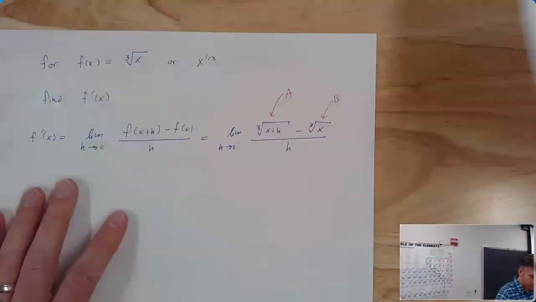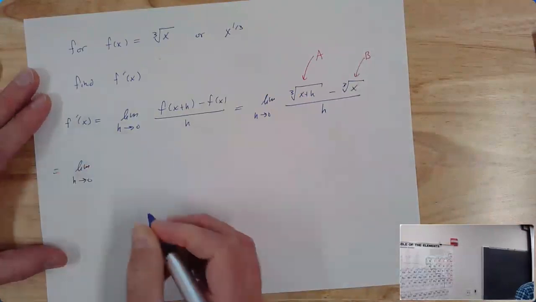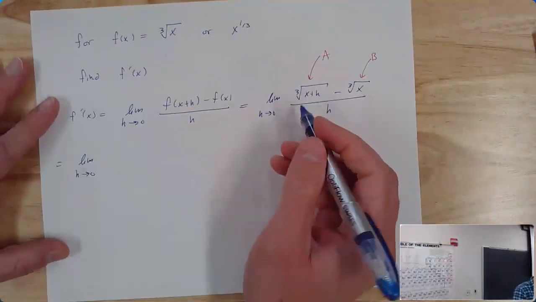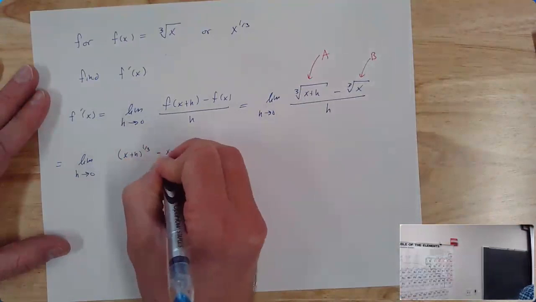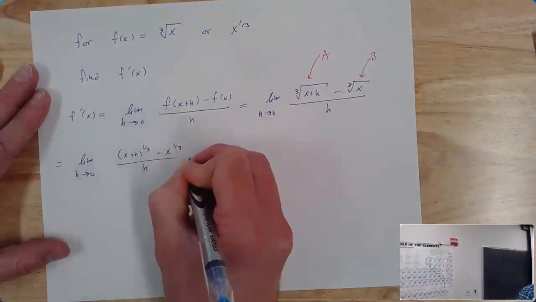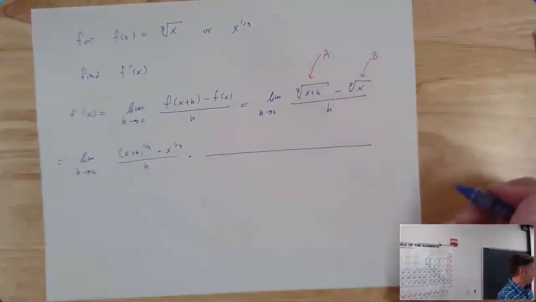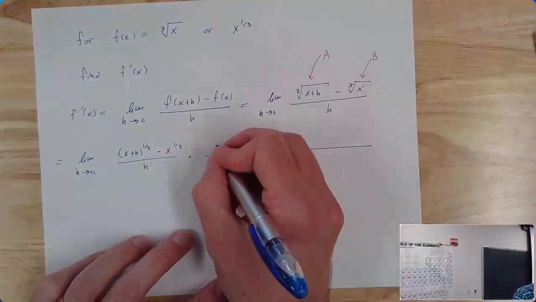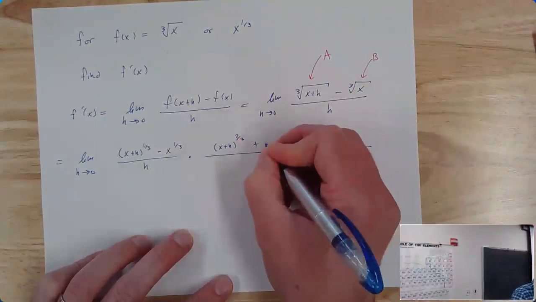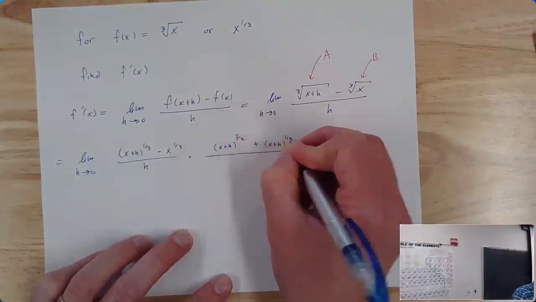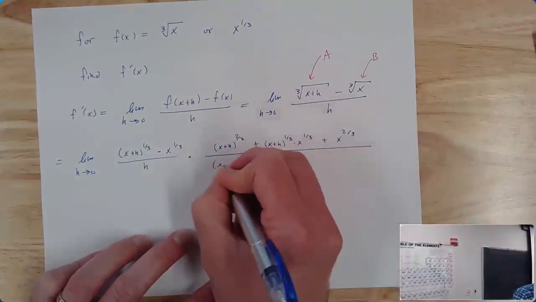Okay, so this is equal to the limit as h goes to 0 of, and I'm going to write things as powers instead of as roots, x plus h to the 1/3 minus x to the 1/3 all over h. We're going to multiply by a squared plus ab plus b squared. So I'm going to multiply by a squared, so x plus h to the 2/3, plus ab, which is x plus h to the 1/3 times x to the 1/3, plus b squared, which is x to the 2/3, over the same thing.